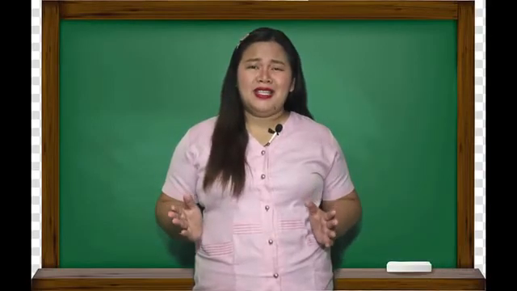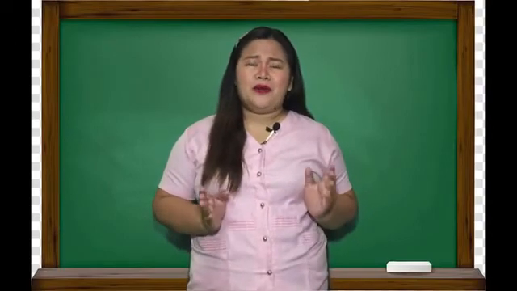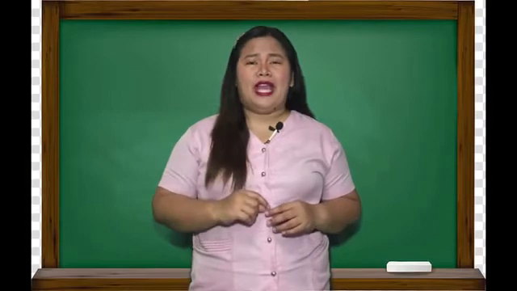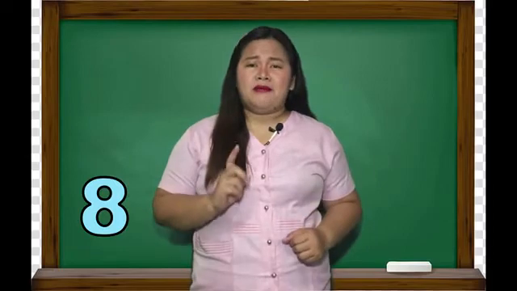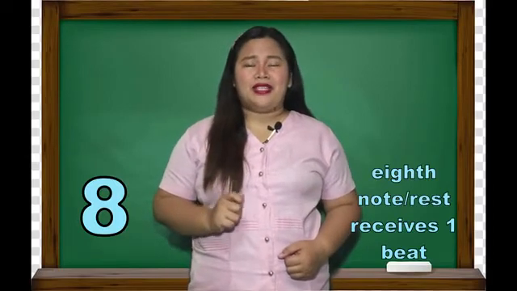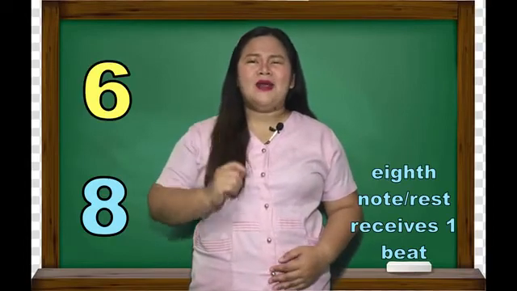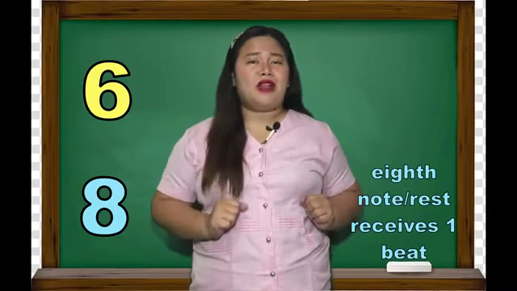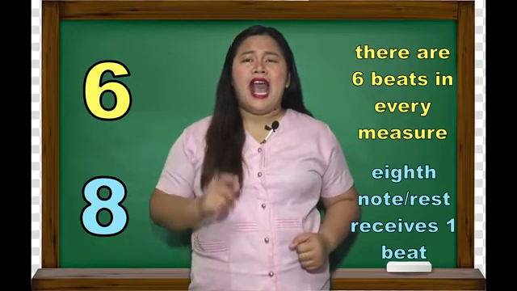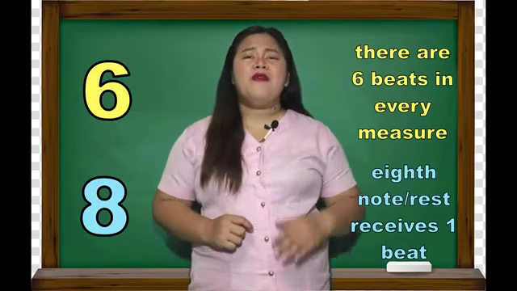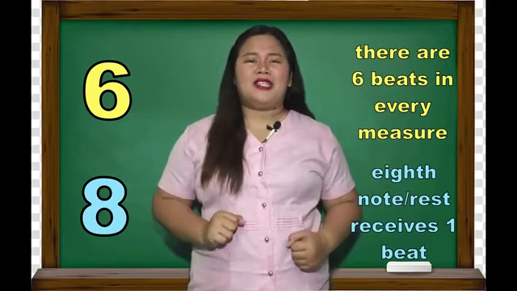Remember the last lesson? The number below in a time signature tells you what note or rest will receive 1 beat. In 6/8 time signature, the number below is 8. It means an 8th note or rest will receive 1 beat, while the upper number 6 tells you how many beats in every measure. Therefore, every measure has 6 beats, and that's exactly the same concept from the previous lessons on the meaning of the two numbers in a time signature.